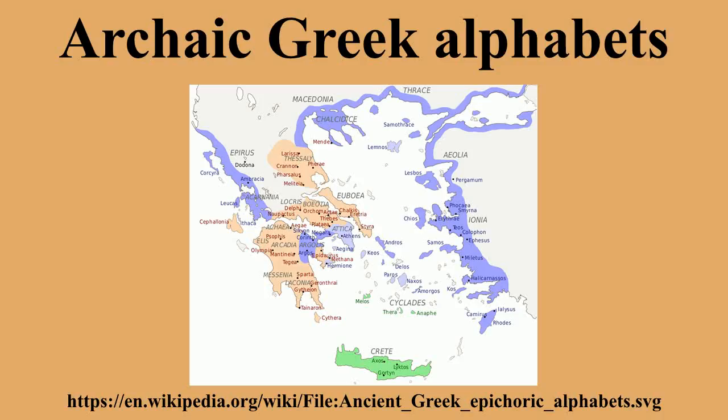In South Italian colonies, especially Taranto, after c. 400 BC, a similar distinction was made between eta for the long vowel and a new symbol for the rough breathing. This latter symbol was later turned into the diacritic sign for rough breathing by the Alexandrine grammarians.